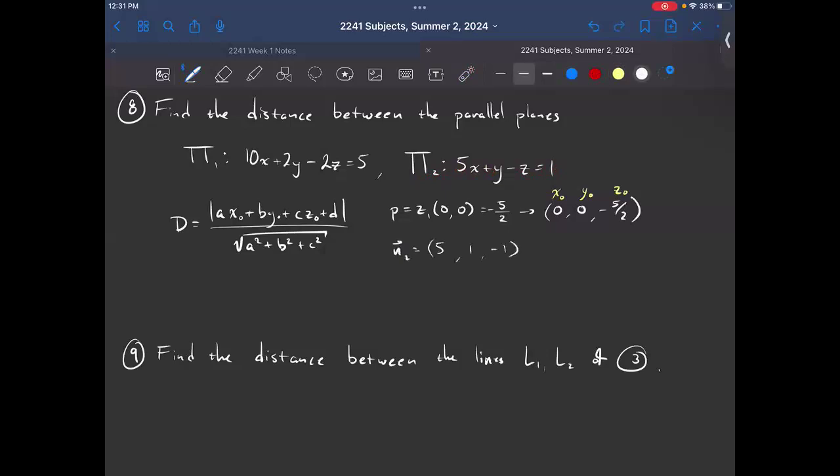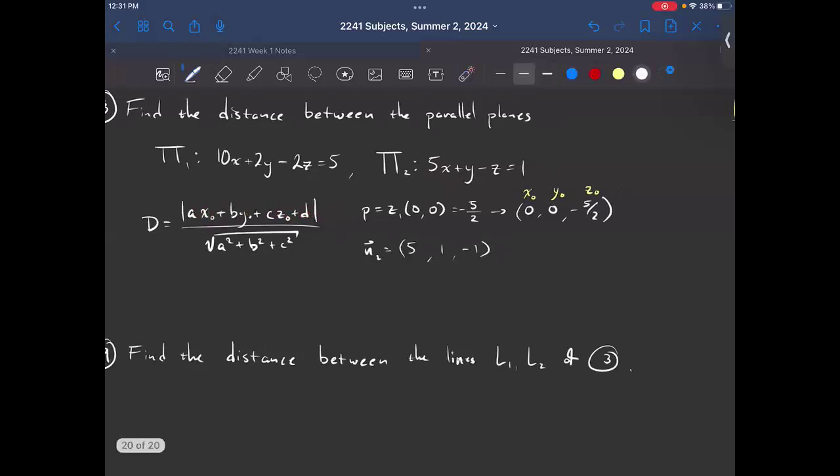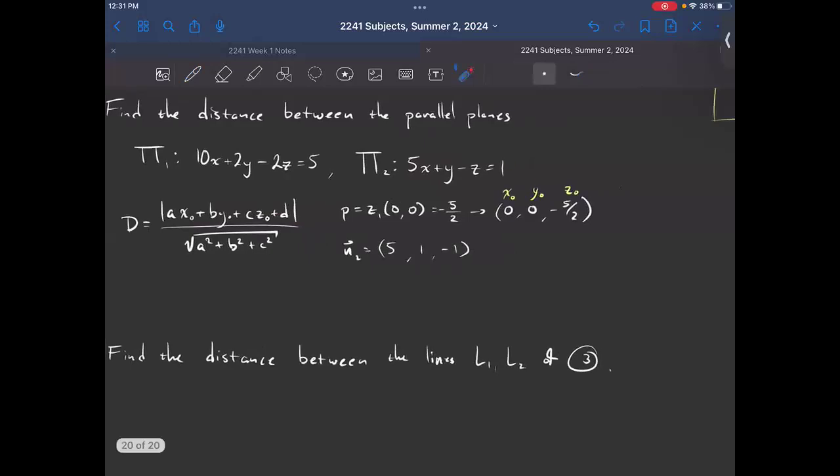Okay. But in our formula here, we also need this d thing. And that comes from right there. Remember I said that we need to rewrite this as 5x plus y minus z minus 1 equals 0, and that gives us the correct sign for d. So now we have that d there is -1. All right, now we have everything.